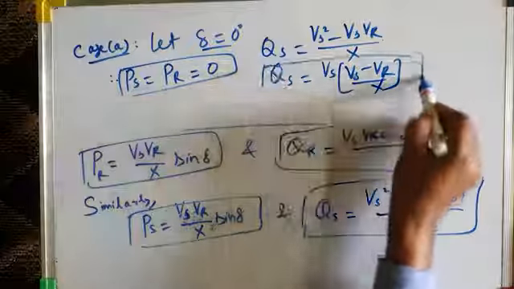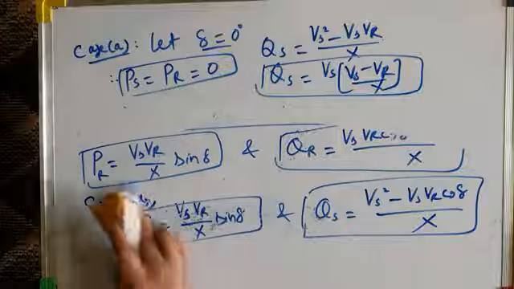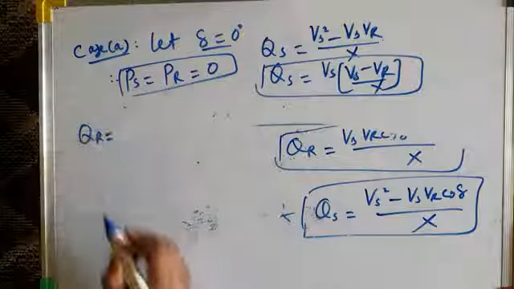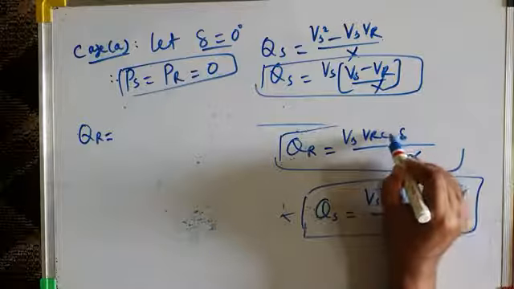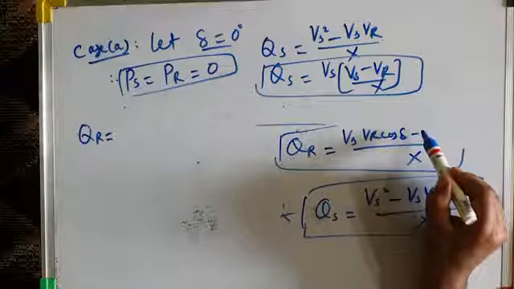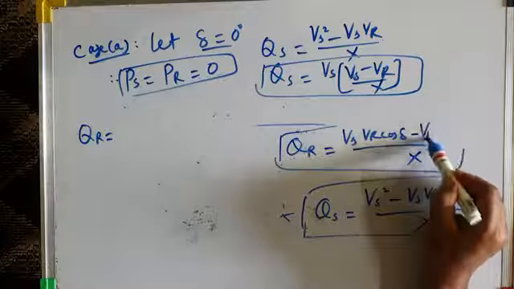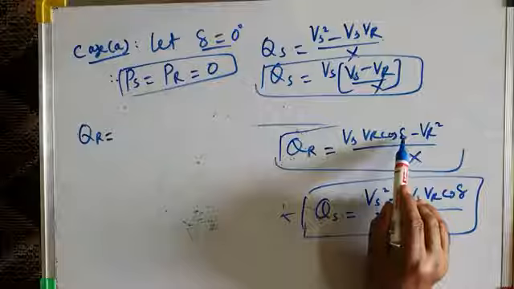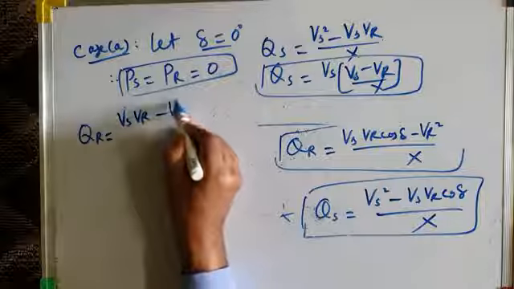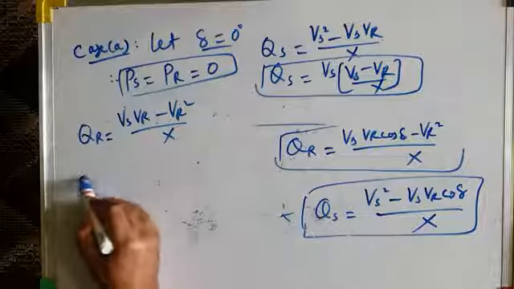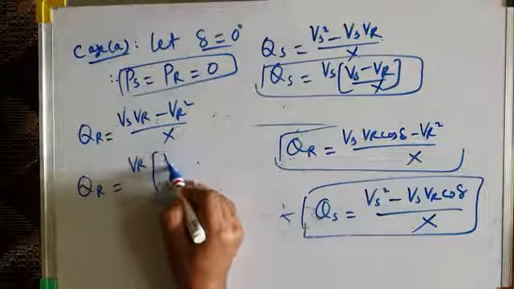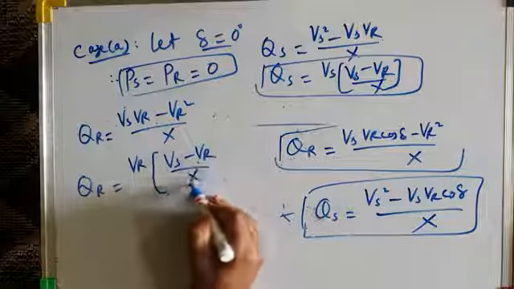So this is the reactive power at the sending end for delta equal to 0 degree. What about reactive power at the receiving end? In a similar way, reactive power at the receiving end is given by this equation here. Again, it is cos delta, and this is minus Vr square. So you put delta equal to 0 degree, so cos 0 is 1, so it will be Vs Vr minus Vr square by x. Or we can say reactive power at the receiving end, take Vr common, so it will be Vr times (Vs minus Vr) by x.